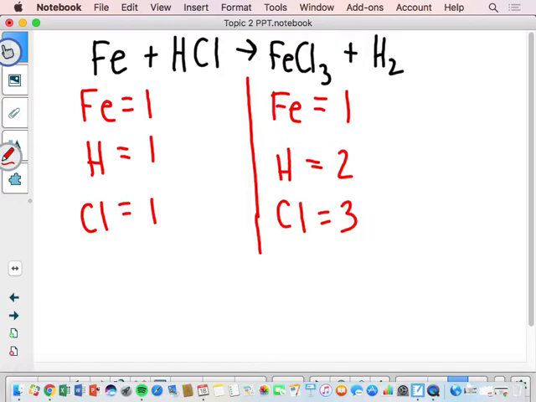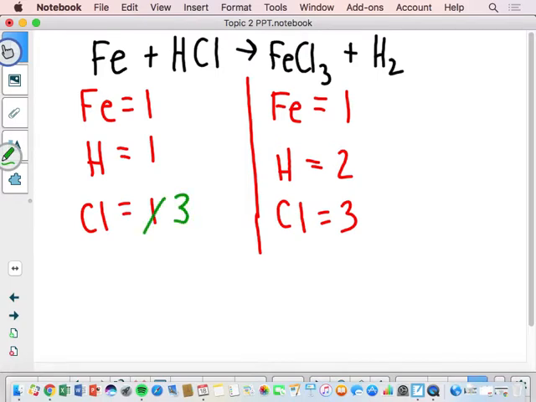Okay, what do we do? Where do we start? Skip the H's and O's? Oh, we end with H's. I was like, there's no O's here, guys, you're just saying the rules. Yes, good. We start with the Cl, because the Fe's are balanced. Our chloride is 3 on the right, 1 on the left, so we got to make this a 3.